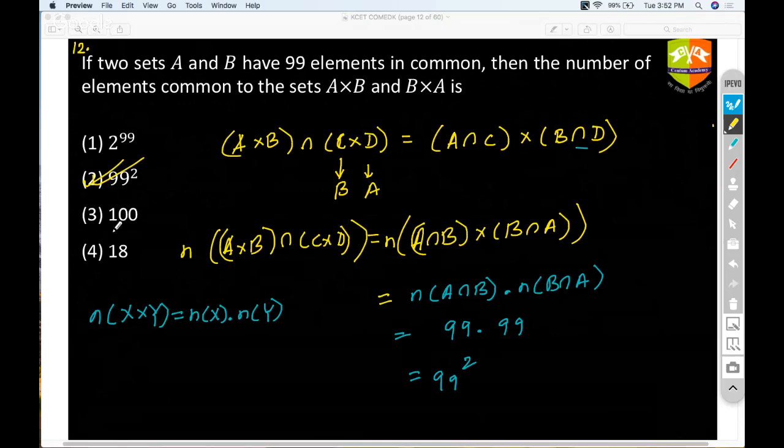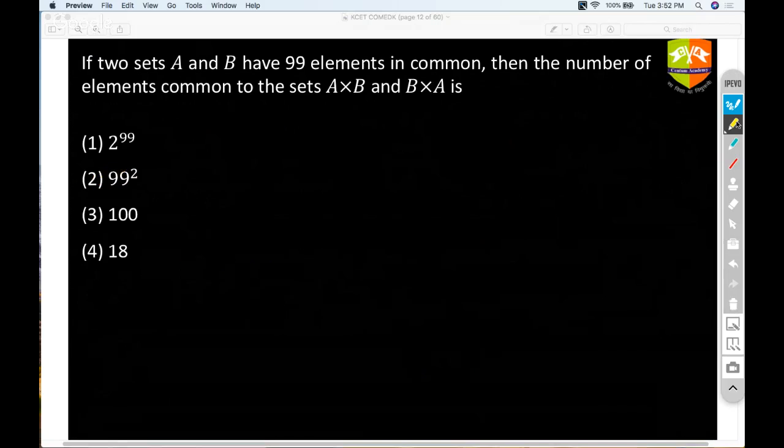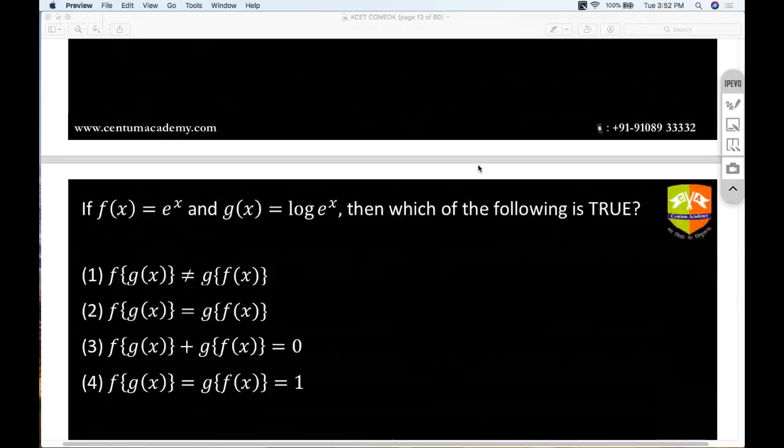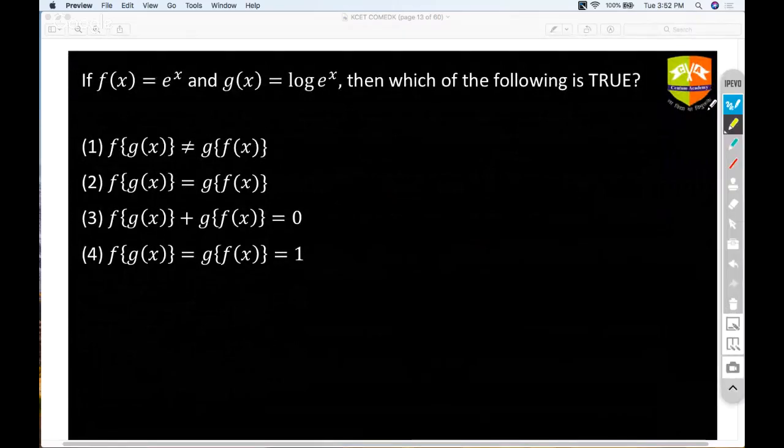Okay, Vaishnavi, is that fine? Okay. So we'll move on to the next one. If f of x is e to the power x and g of x is ln of e to the power x, this is your question number 13, then which of the following is true?